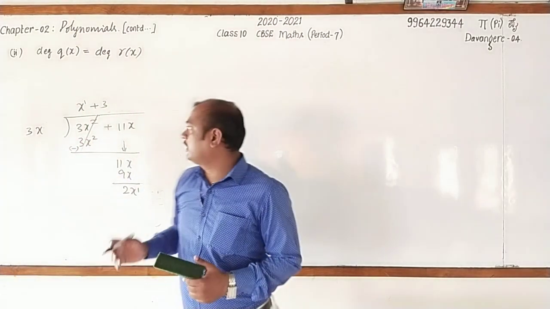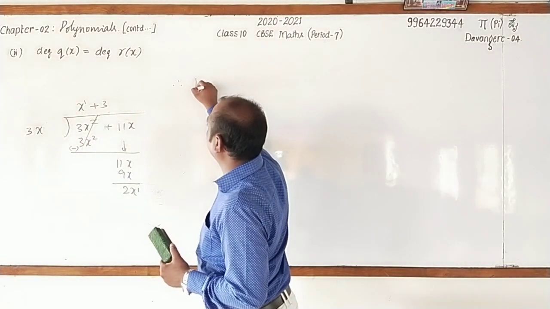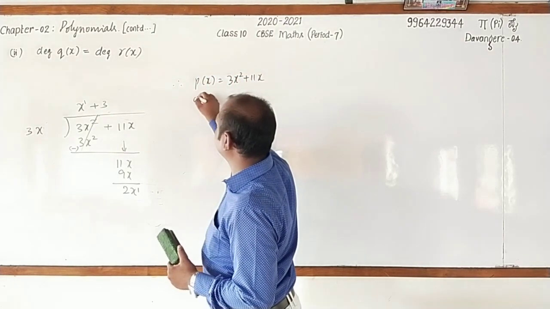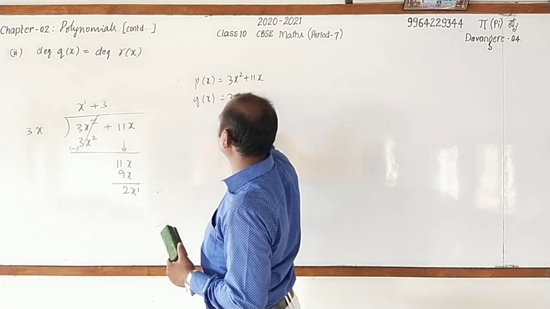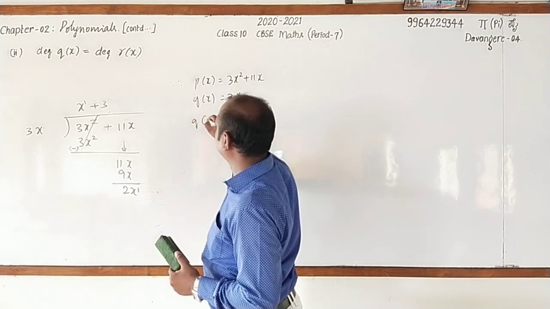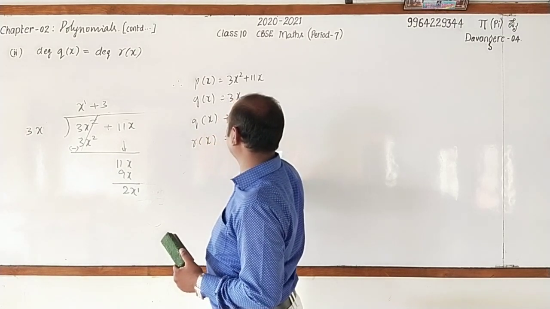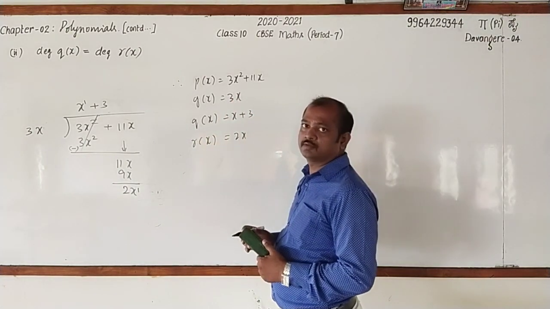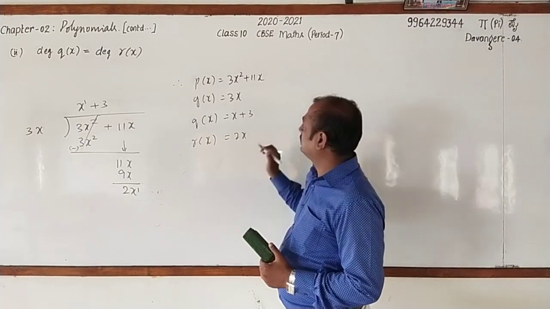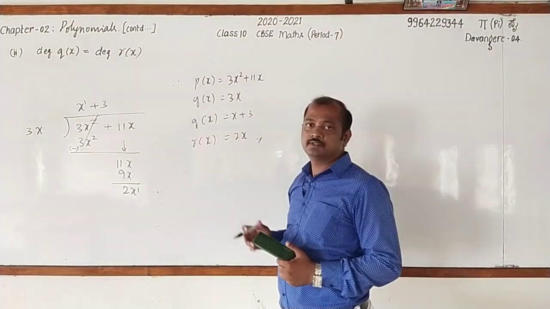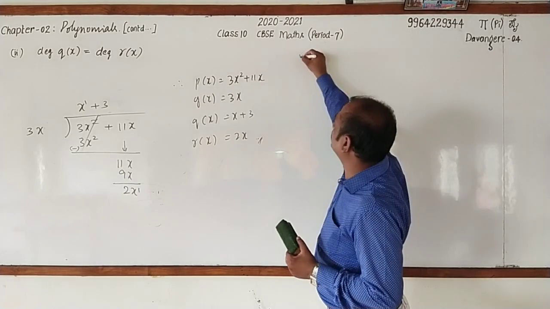Yes. Here I'll write. Therefore, P of x is equal to 3x square plus 11x. G of x is equal to 3x. And Q of x is equal to x plus 3. And R of x is equal to 2x. Followed? Now you can go for writing this one. Right. Now let's move on to third one.